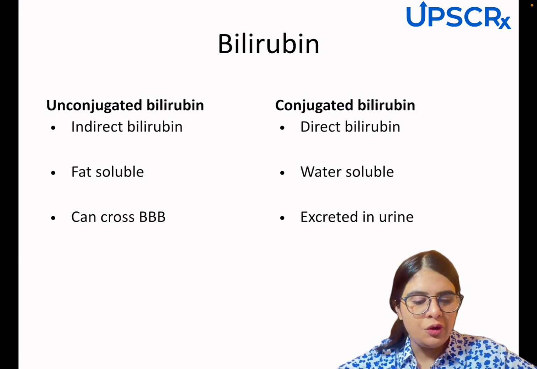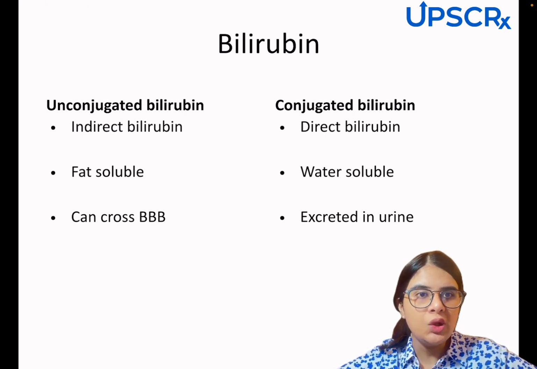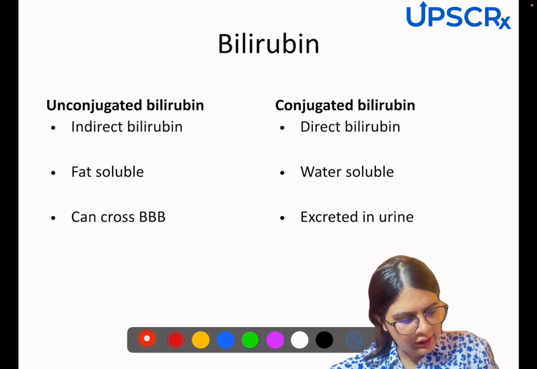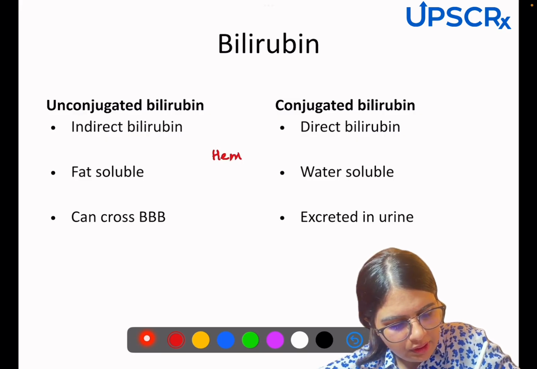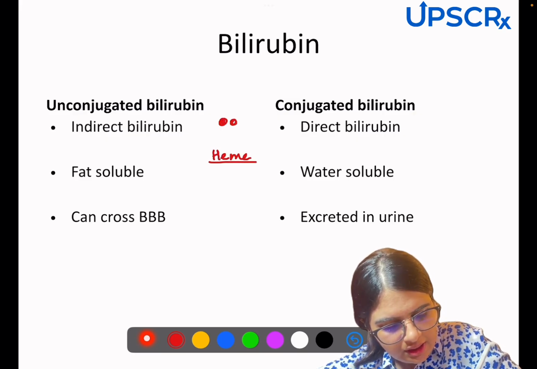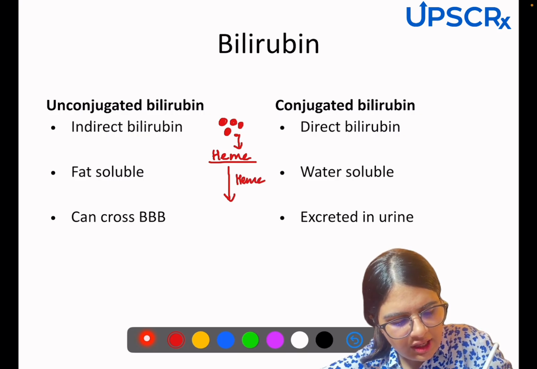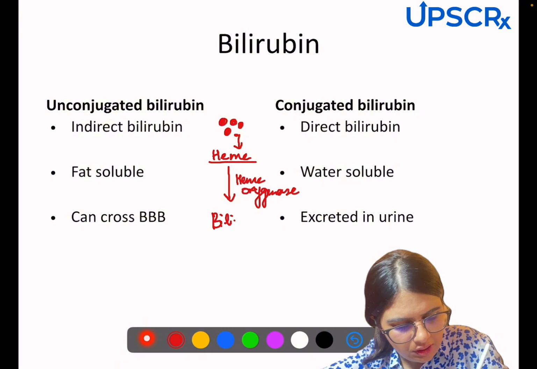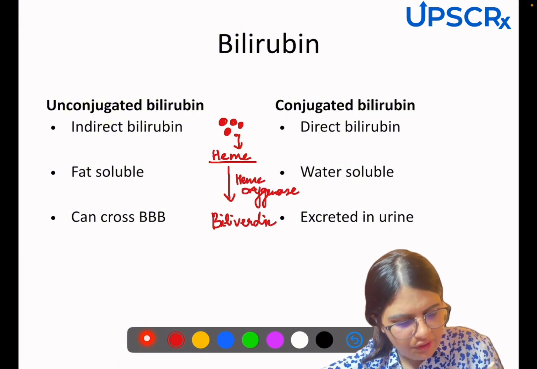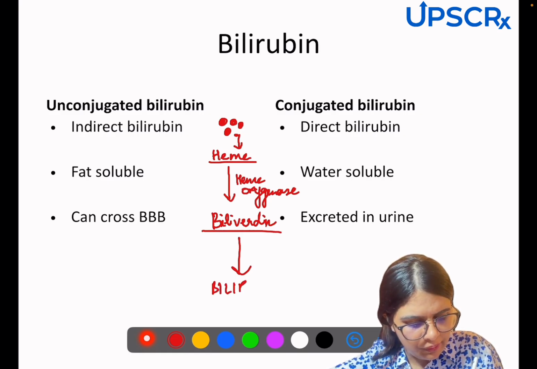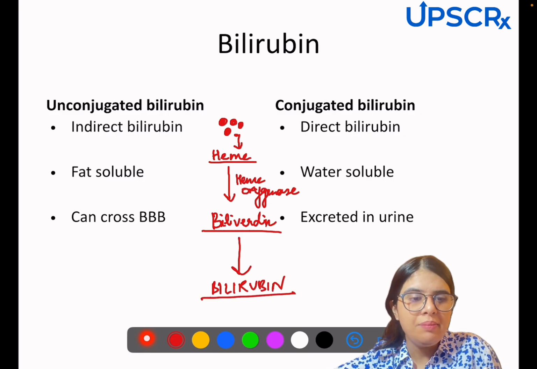Now there are two types of bilirubin. One is conjugated bilirubin, the other one is unconjugated bilirubin. If you see this briefly, initially you have heme. So we have RBCs. These RBCs, they will break down and they will release something called heme. Now heme is converted by an enzyme which is heme oxygenase into biliverdin. And then biliverdin is converted into bilirubin by an enzyme biliverdin reductase.